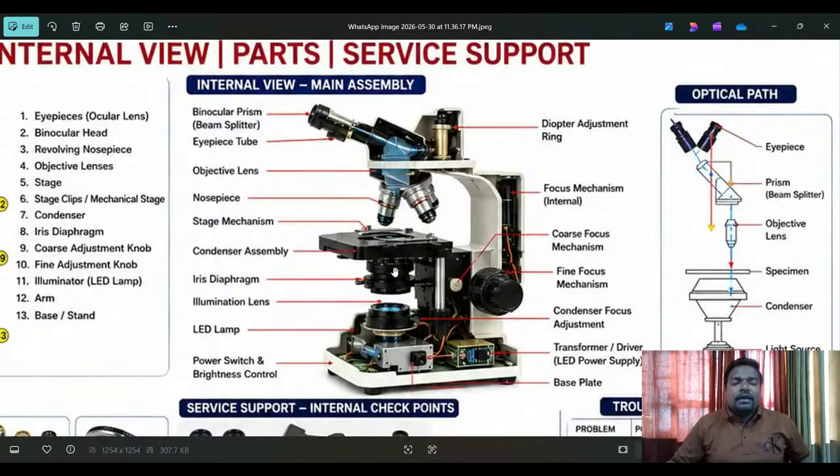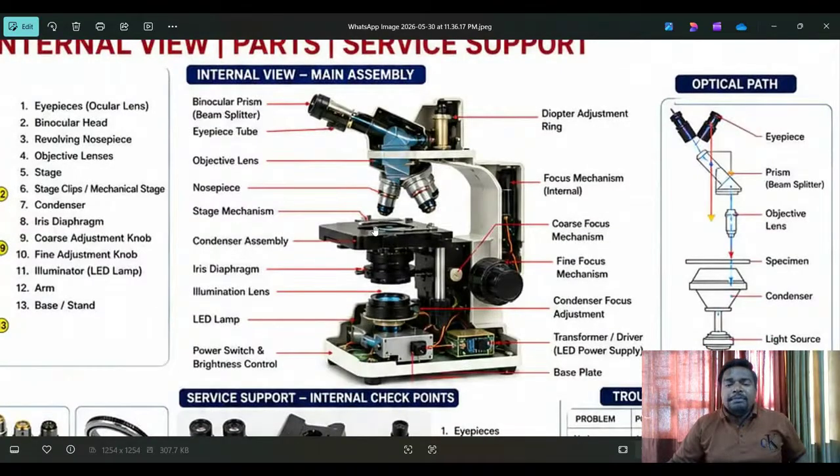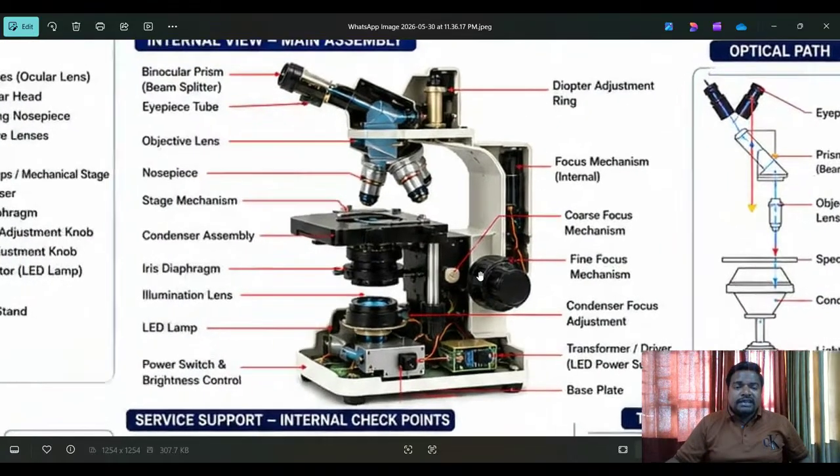Now see here, if you open the microscope one part at a time, every part we can replace, remove, and disassemble. See here, the internal view, main assembly. First of all, see this image very clearly.